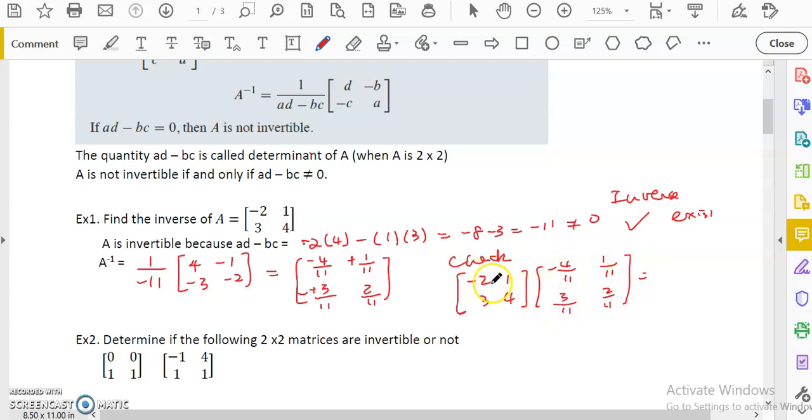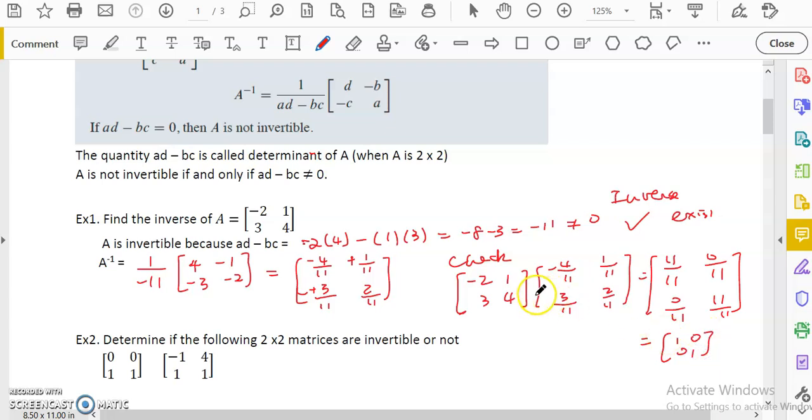Row times column, 2 times 4 is 8. 8 plus 3 is 11 over 11. This times this, row -2 times 1, that's -2. 1 times 2 is 2, so it's 0. Row times column, -12 plus 12, 0. 3 times 1 is 3. 2 times 4 is 8. 8 plus 3 is 11. So there, this is the identity matrix 1, 0, 0, 1.